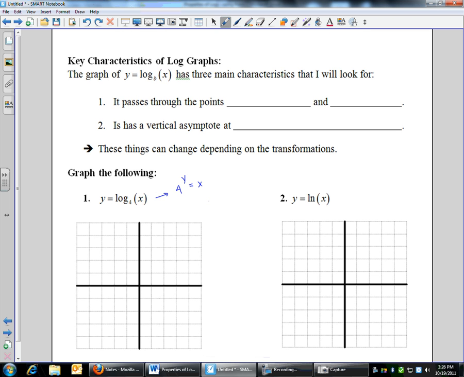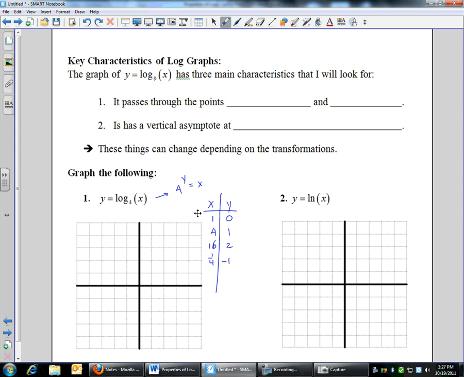I could create an xy table, and it's going to be a little bit backwards, but instead of plugging numbers in for x, I'm actually going to plug in numbers for y, because I can do 4 to the whatever power pretty easily. So if I plug in 0, 4 to the 0 gives me an x of 1. If I plugged in 1, 4 to the first is 4. If I plugged in 2, 4 squared is 16. And now I'm going to start getting pretty large x coordinates. If I plugged in negative 1, 4 to the negative 1 is 1 over 4.